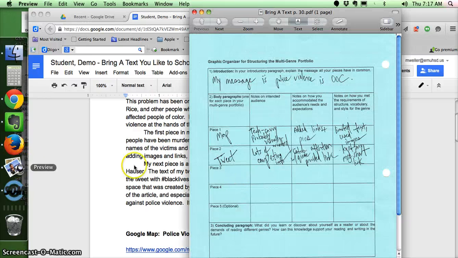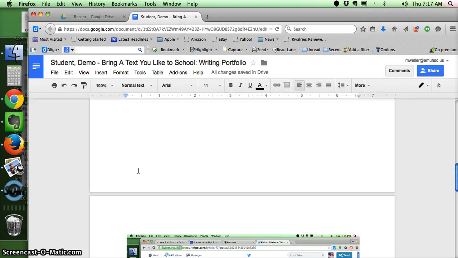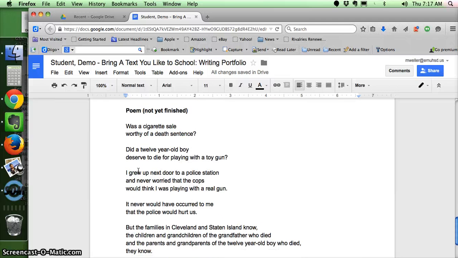Now, if we go back to my organizer, you see I stopped after the tweet. I also wrote a poem though. So I'm going to scroll down and just show you my poem again. Actually, I finished the poem. The last time I showed it to you, it wasn't finished. So I added just one more stanza.